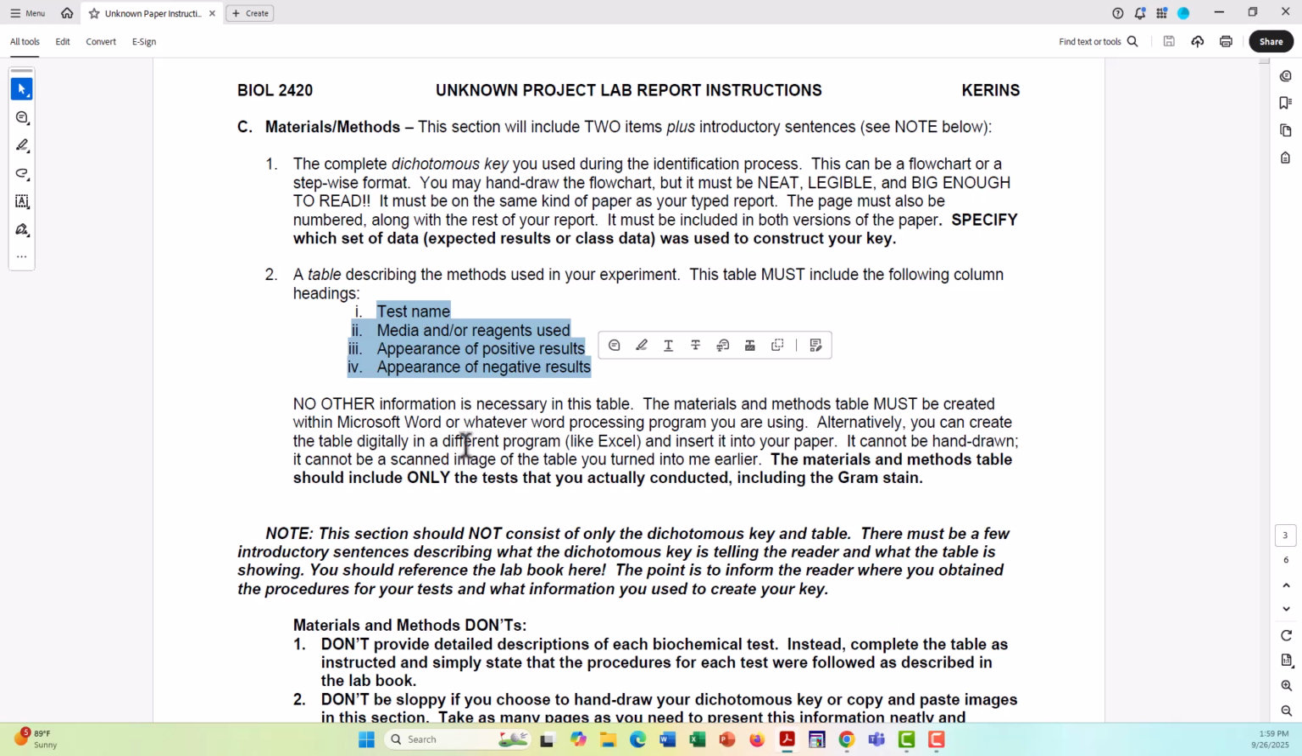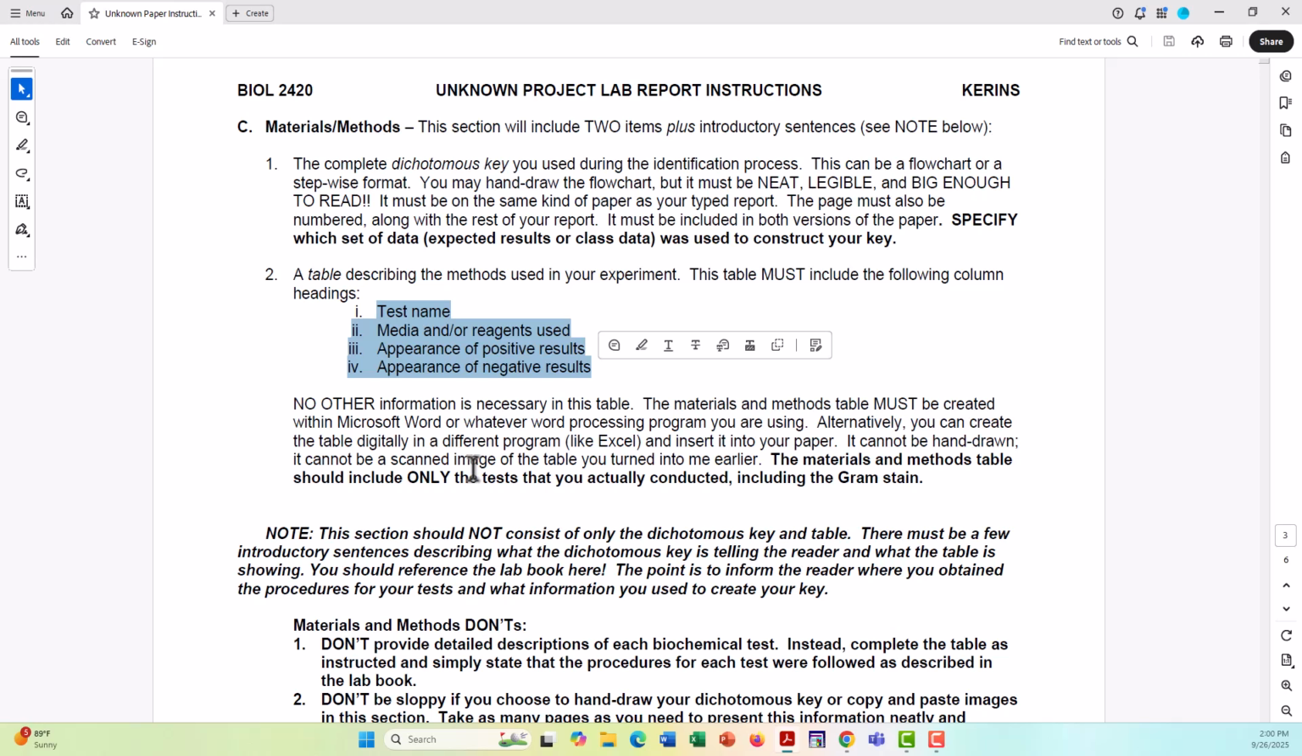If you want to create your table digitally in a different program and then insert that into your paper, you can do that as well. But it cannot be hand drawn. It cannot be a scanned image of the table that you turned in to me. The materials and methods table should include only the tests that you actually conducted, including the gram stain.